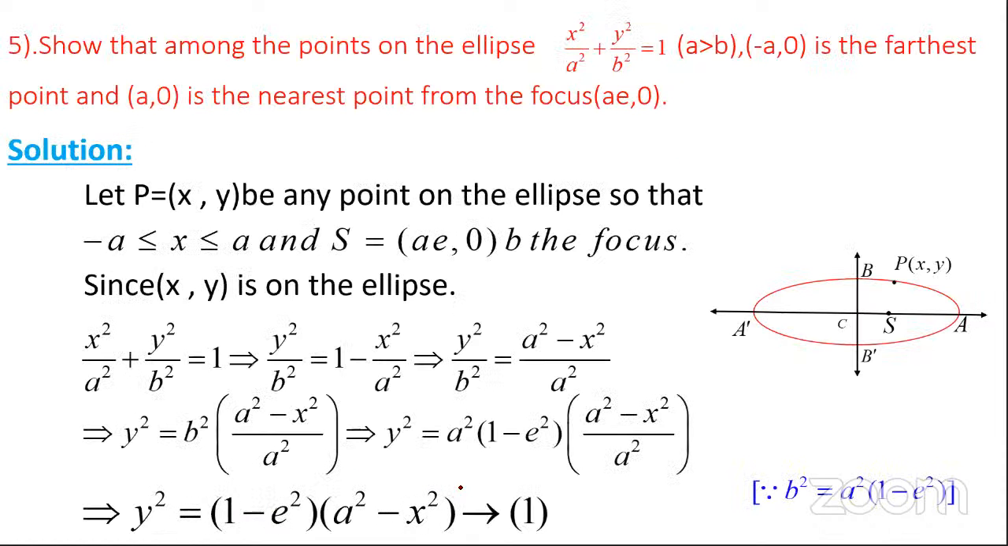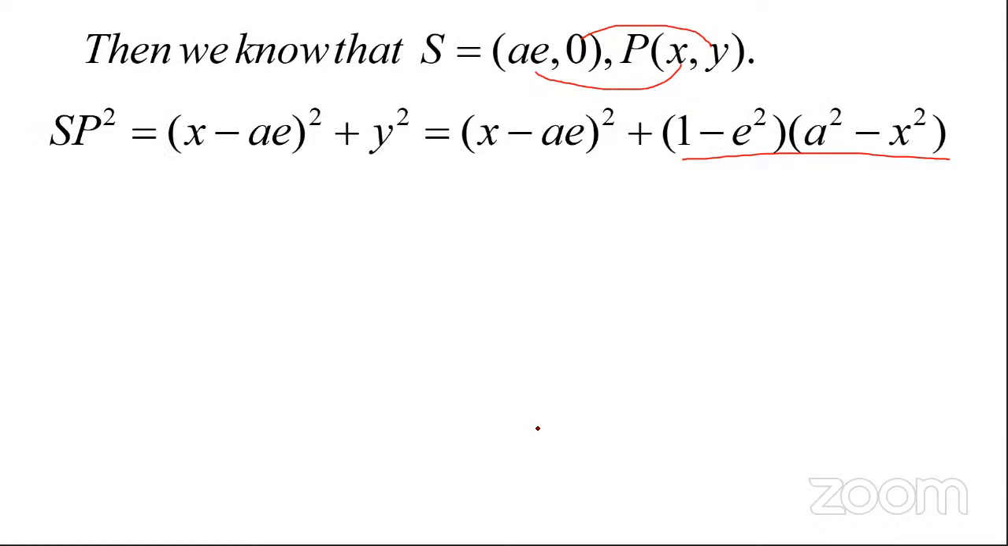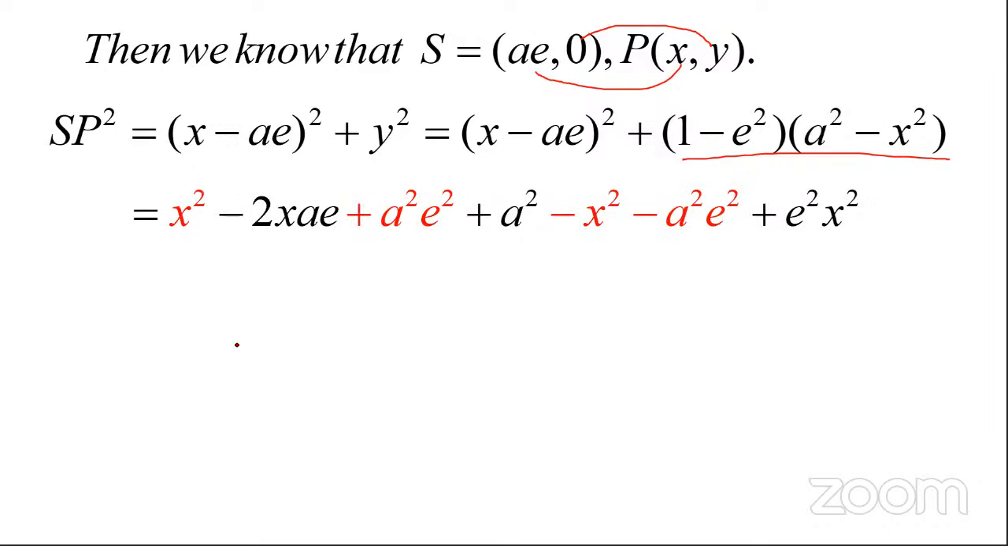I'm substituting this into the next one. So (x minus ae) whole square plus y square equals (x minus ae) whole square plus 1 minus e square of a square minus x square. Now I'm expanding this, as per (a minus b) whole square, which is a square minus 2ab plus b square, and this is a multiplication. So a square means x square minus 2x ae plus a square e square. Similarly, multiply here a square and minus x square, and minus a square e square, minus of minus into minus is plus, then e square x square.